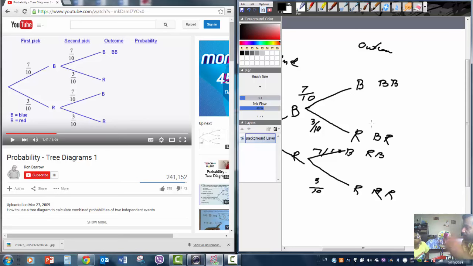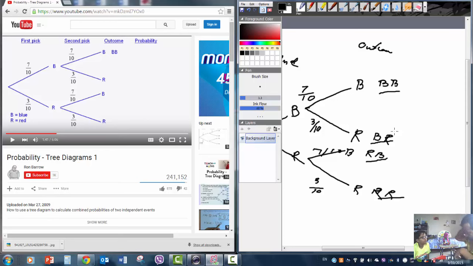Just this way, how many outcomes are there? There are four like this. Out of these four outcomes, which do you see more happening? None of them. I see blue red happening more, two times out of the four times. Why? I can have a blue blue, a blue red, a blue red again, and a red red. That's a red blue, same thing as a blue red.